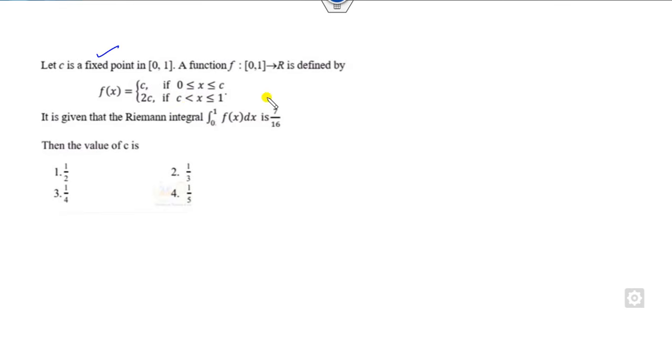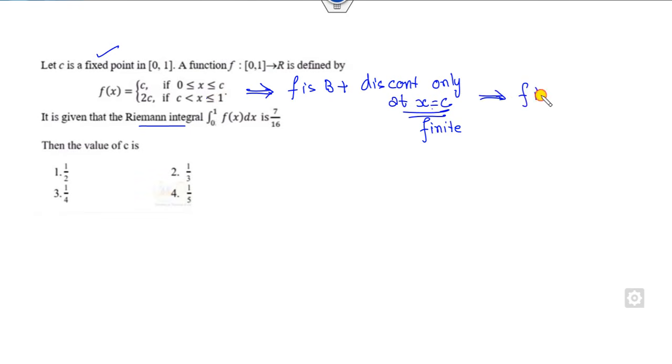Let's see the fixed point. A function is given, that function is Riemann. You can see that the function is bounded. The function is discontinuous only at x equal to c, which is a finite number of discontinuities. It means f is Riemann integrable. So once it is Riemann integrable, then this function is given.